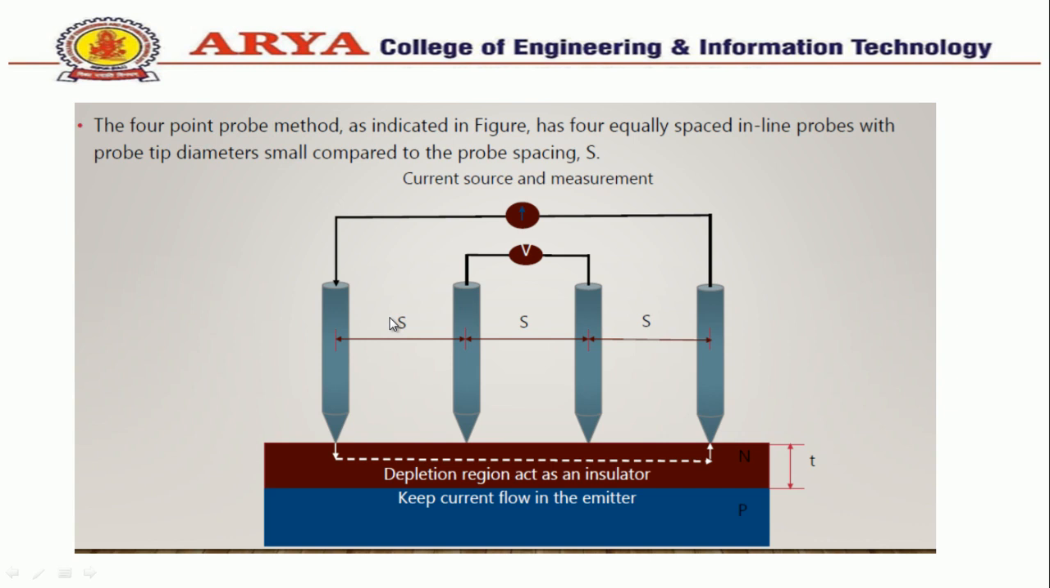It has four equally spaced inline probes with the probe tip diameter small compared to the probe spacing. So this is N-type and this is P-type material. The N-type material has a particular thickness T, and the depletion region acts as an insulator in this particular NP type resistor.